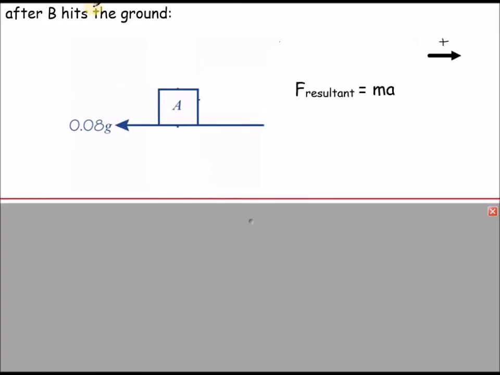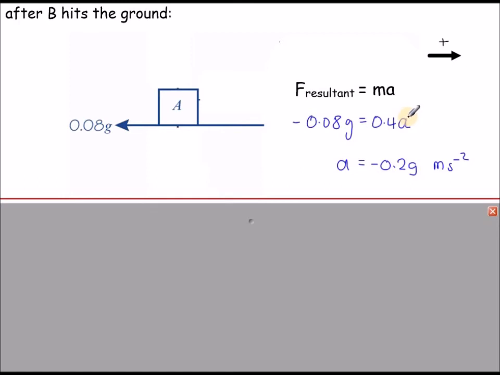So after B hits the ground, the only force acting on A horizontally is the frictional force. Now we have taken the right-hand direction as positive because the block is moving towards the right, but the force here is in the opposite direction, so I need to be careful with my signs when I write down F equals ma. So the resultant force is negative, equals the mass times the acceleration.